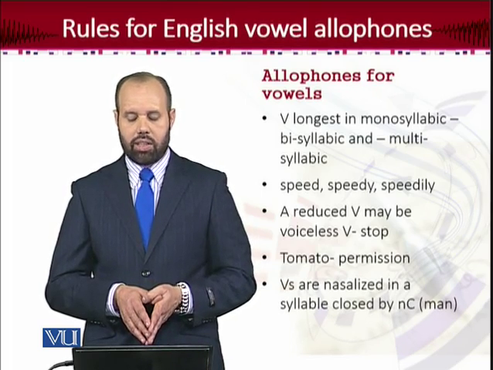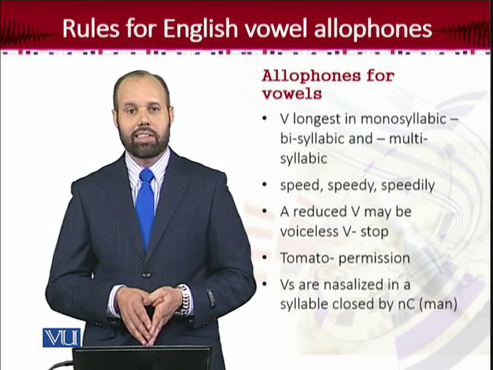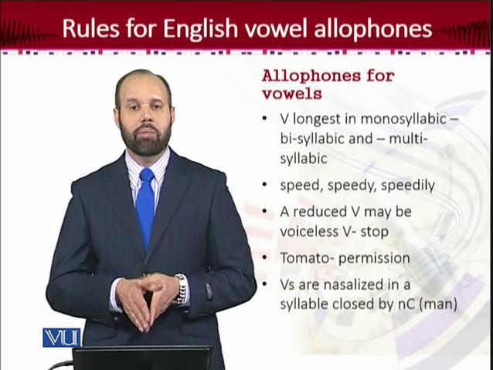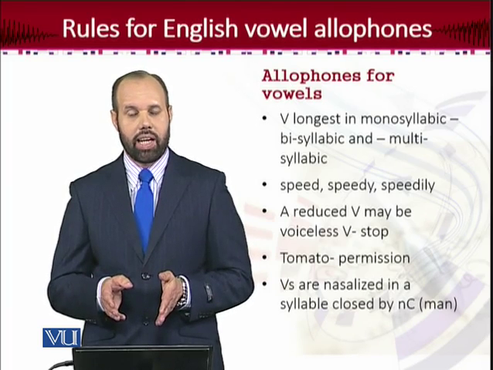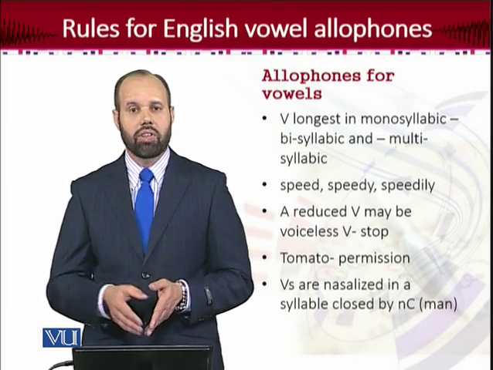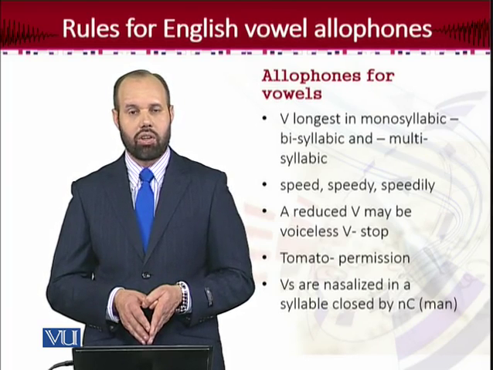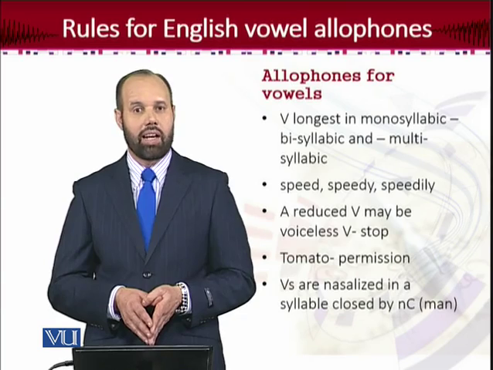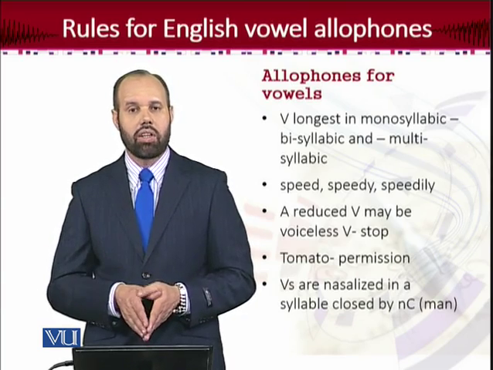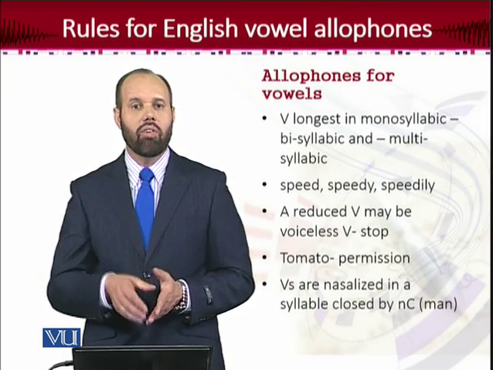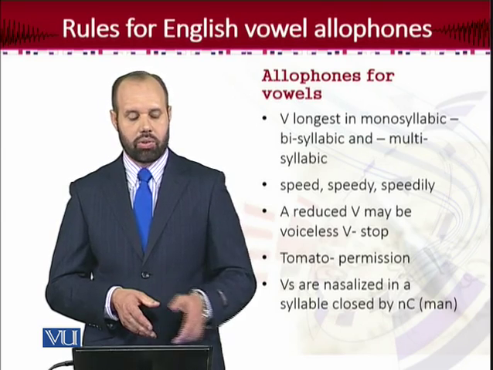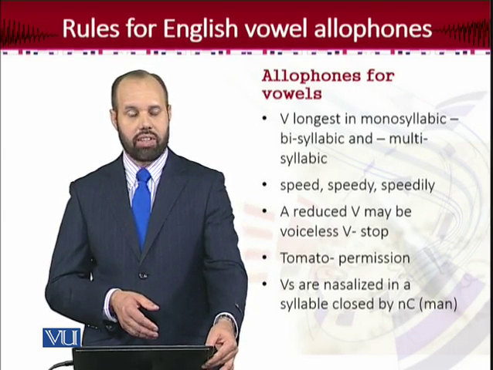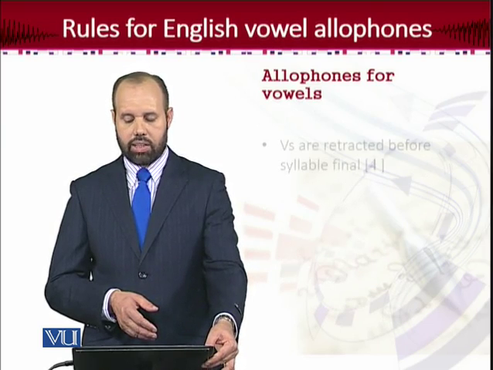Vowels are nasalized in a syllable closed by a nasal consonant, right? That's a very predictable phonetic feature of vowels, and it's the influence of the nasal consonant on the vowel. The example is man: the nasal feature of the n overlaps into the a, so the a vowel is nasalized here. That's another allophonic variation of the a vowel because of the context.